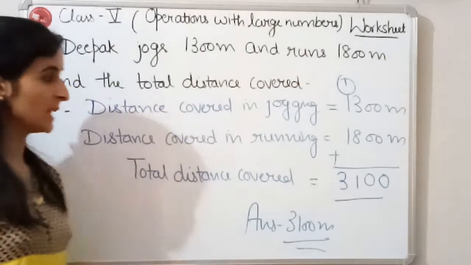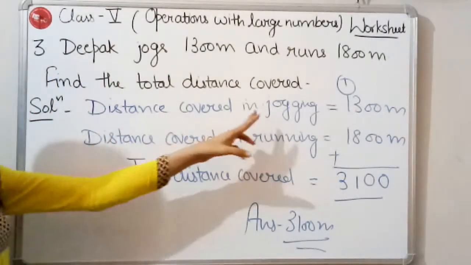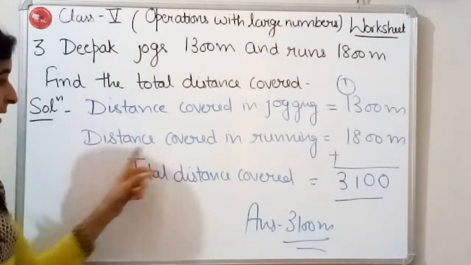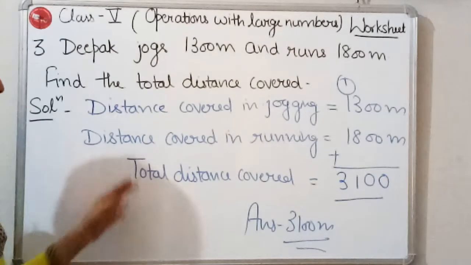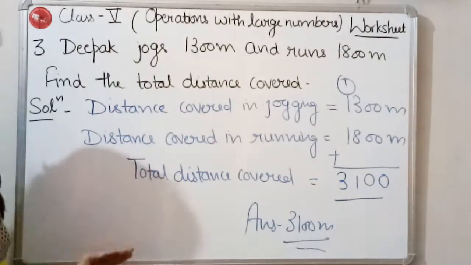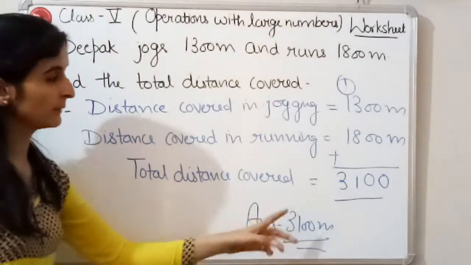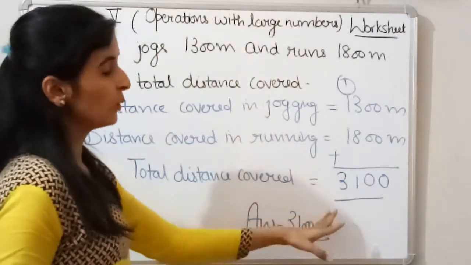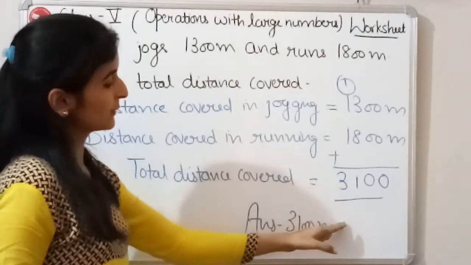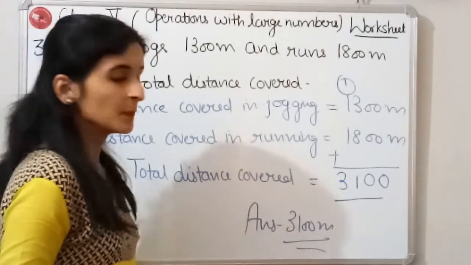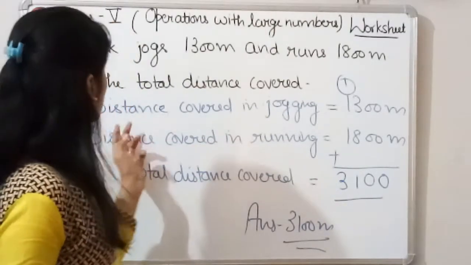Okay. What we have done in this question? We have given the distance covered in jogging and we have given the distance covered in running. And what we had to find out? We had to find out the total distance covered. So total distance covered will be equal to when we will add these two numbers, or we can say when we will add these two distances. So that will be equal to 3100 meter. Fine. So this was the solution of question number 3rd.